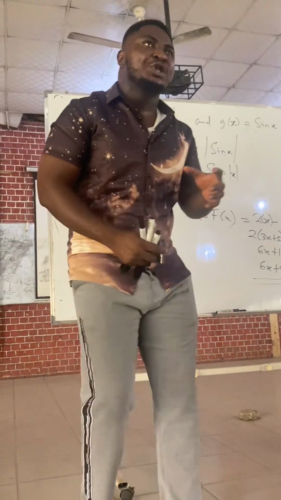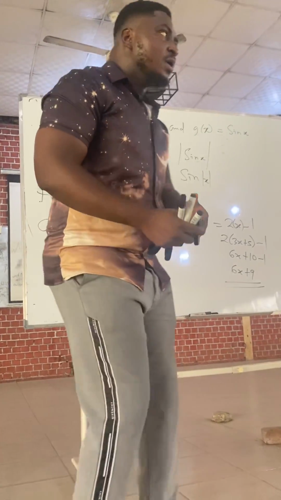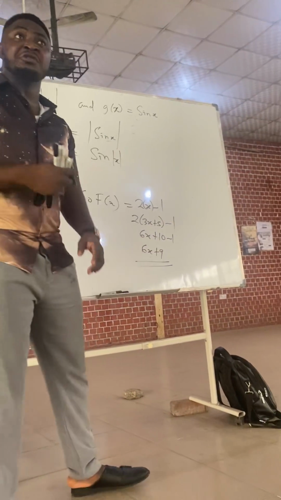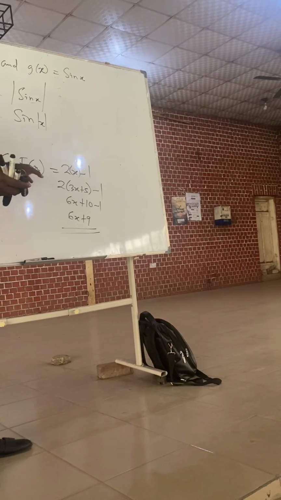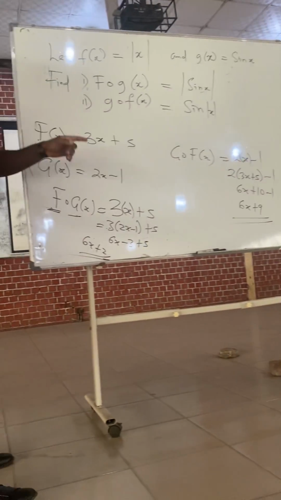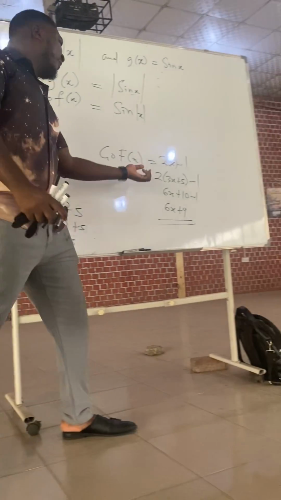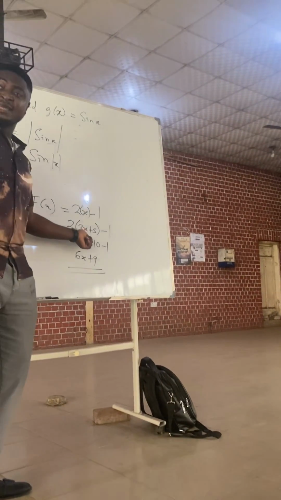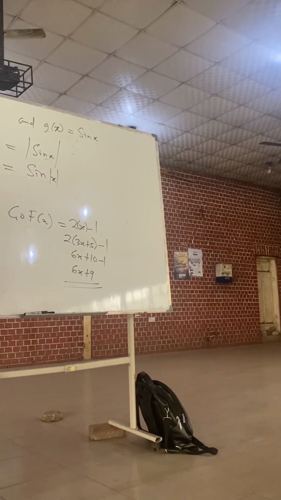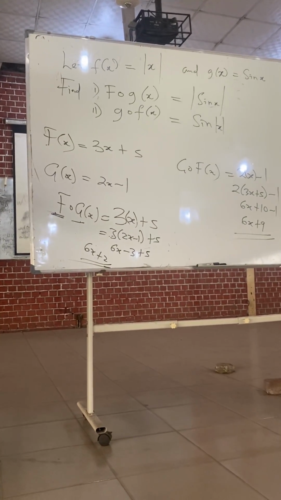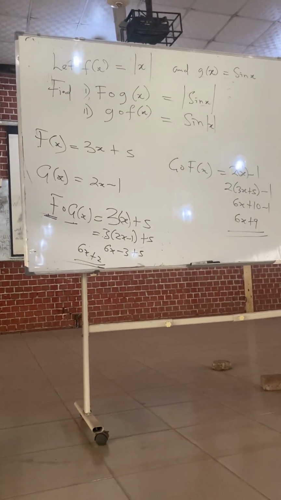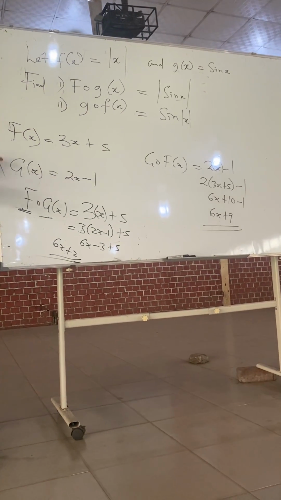After writing down your primary function, replace x with your secondary. Anywhere you see x here, replace with secondary. And who is our secondary? f. And who is f? 3x plus... So instead of 2x minus 1, you have 2 into bracket 3x plus... Resolve where necessary and get your final. Class, is that clear? Can we now move what we understood here to the main assignment?